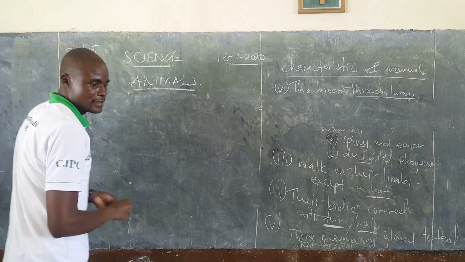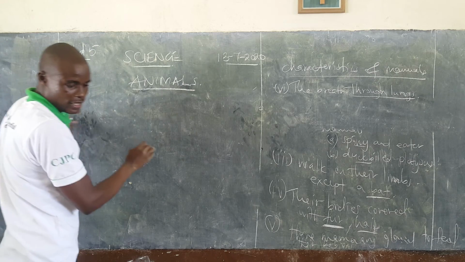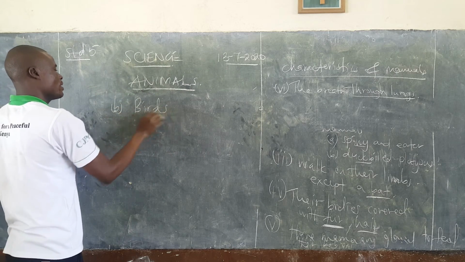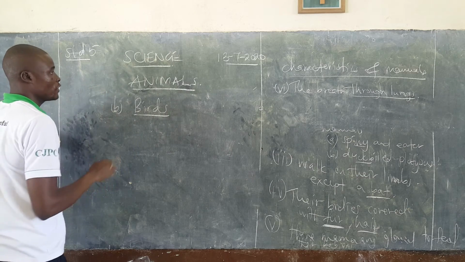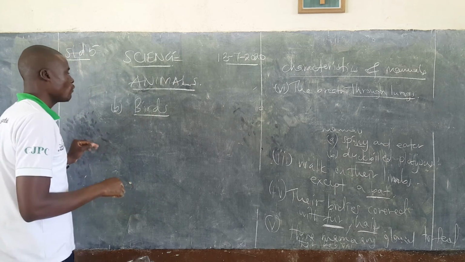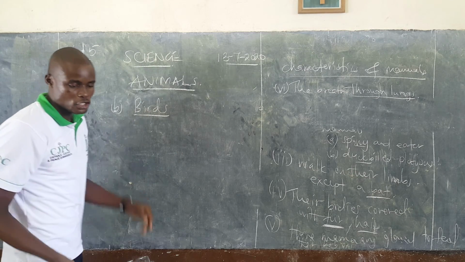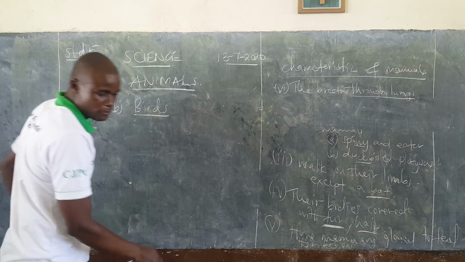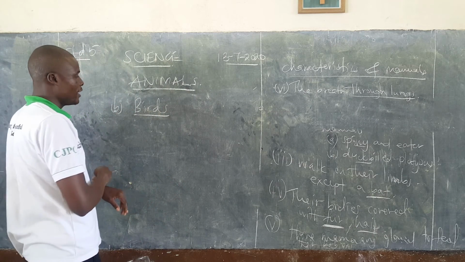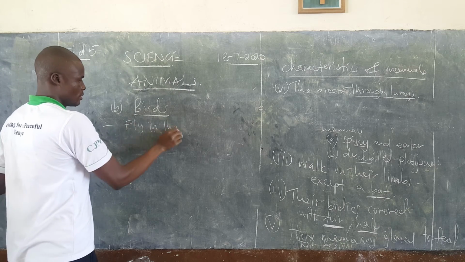We have birds, that is B. We are still in the classification of vertebrates. We mentioned number 1, mammals, then number 2, we have the birds. So what are birds? Birds are a group of vertebrates that mostly fly in the air.